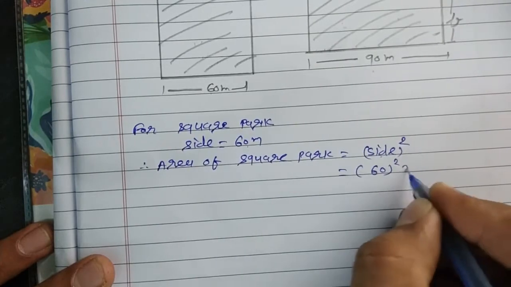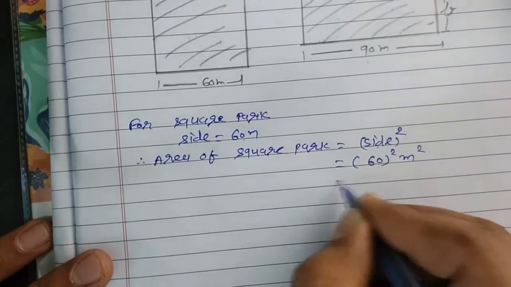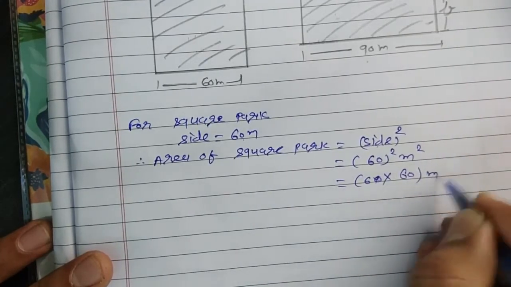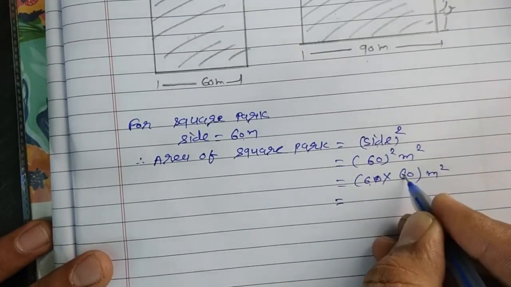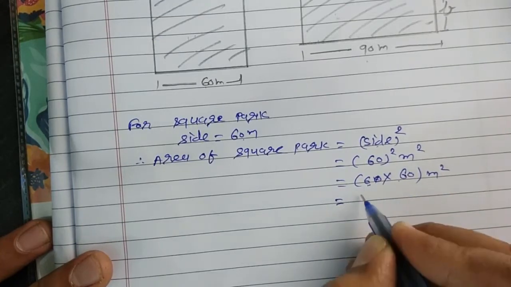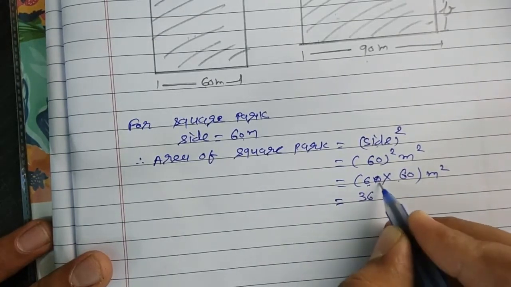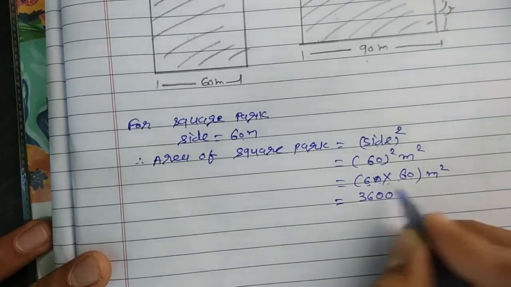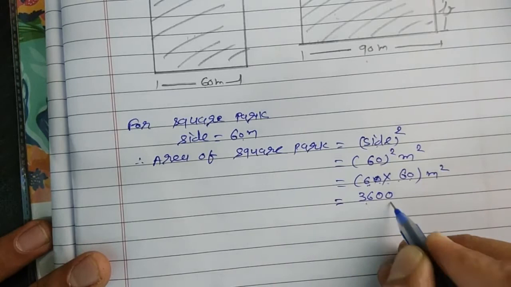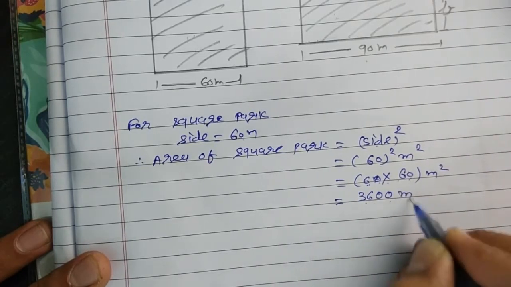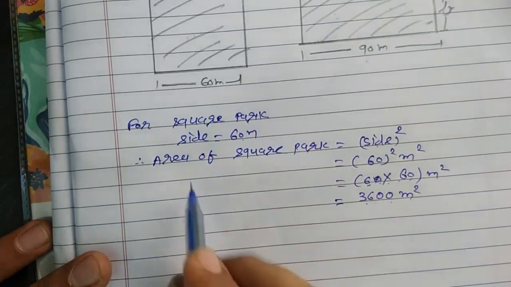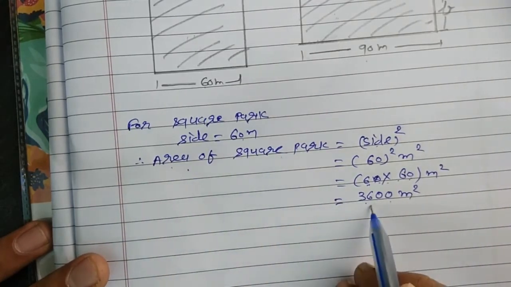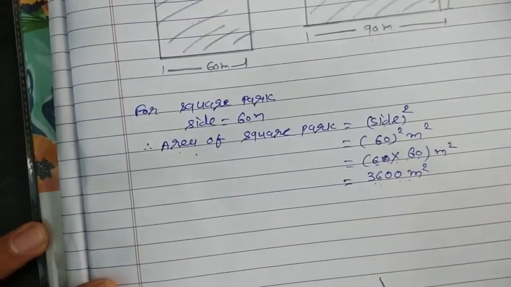So 60 square and the unit will be meter square. 60 square is nothing but 60 multiplied by 60 meter square. And what is 60 multiplied by 60? First we will multiply 6 multiplied by 6, that will be 36, and this 0 and this 0 will come afterwards. So 60 multiplied by 60 will be 3600 and the unit will be meter square. So here we got the area of the square park is 3600 meter square.